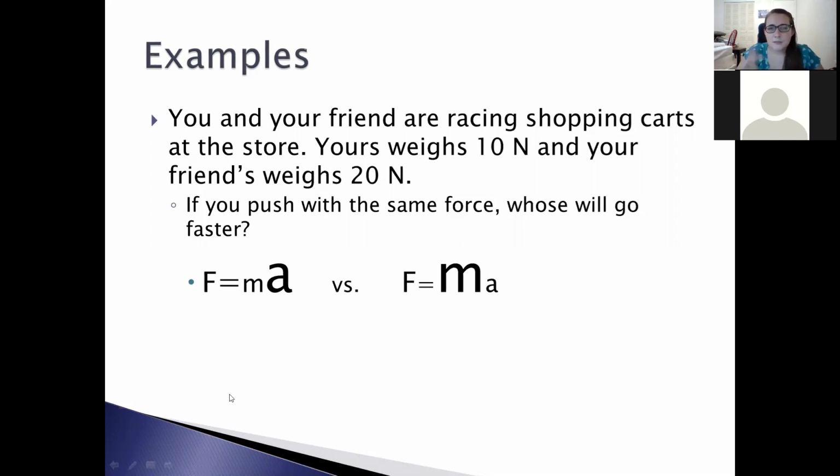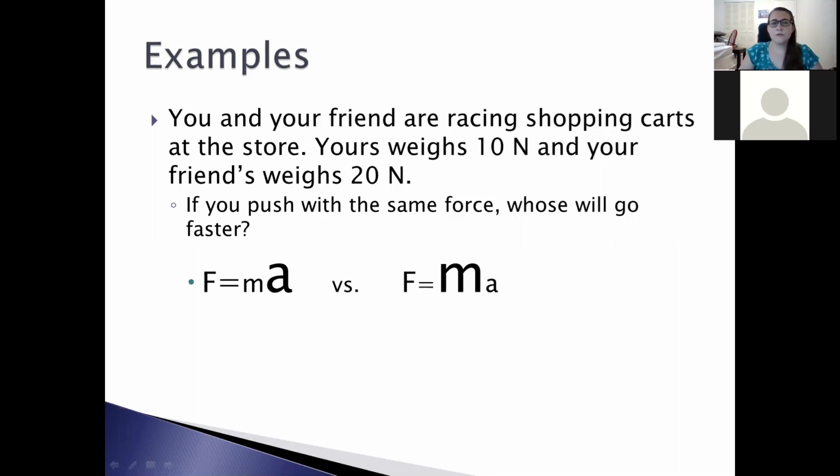And so I tried to mess around with the sizes of the variables to illustrate what is happening in the scenario. Okay, so you're pushing with the same force. Force is the same size in both equations. Your cart has a smaller mass, a smaller weight, and your friend's cart has a bigger mass, which corresponds to a bigger weight. So the variables change the sizes there.